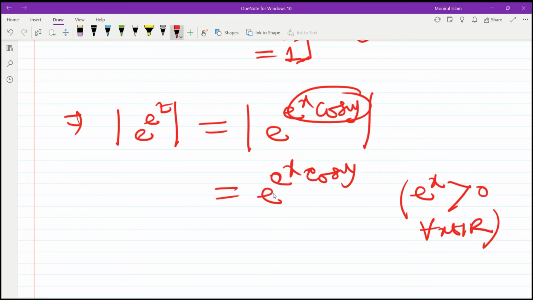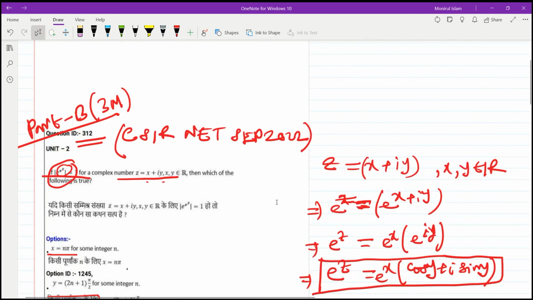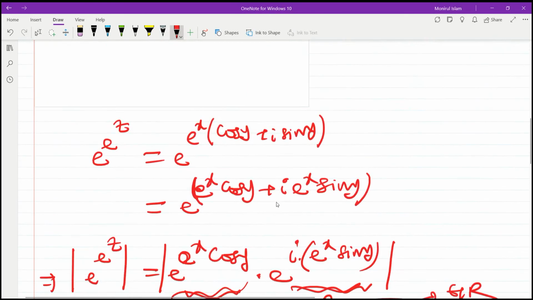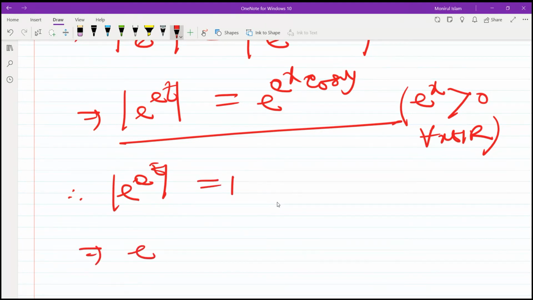Now it is given that modulus of e power z is 1. That is the condition. So apply the condition. Therefore, modulus of e power z is 1. This implies e power x cos y equals 1.